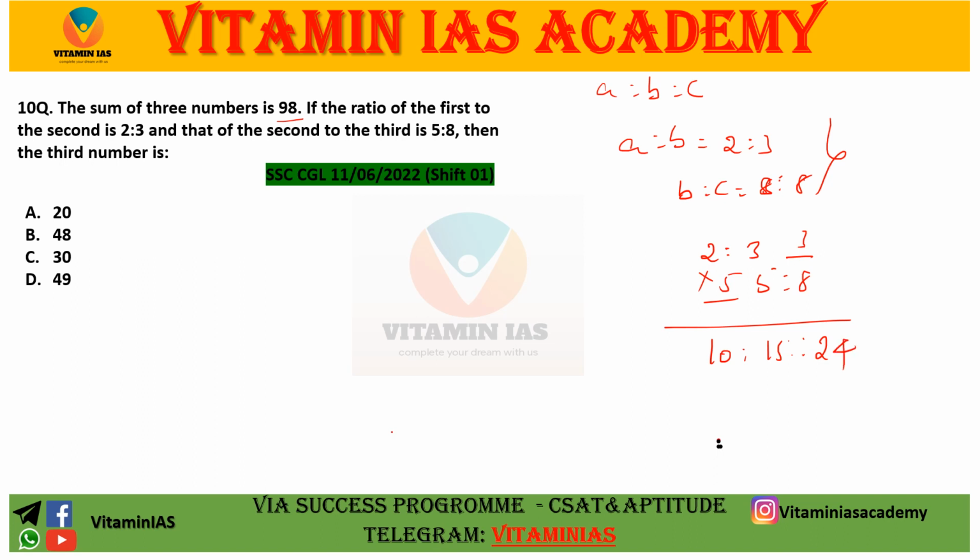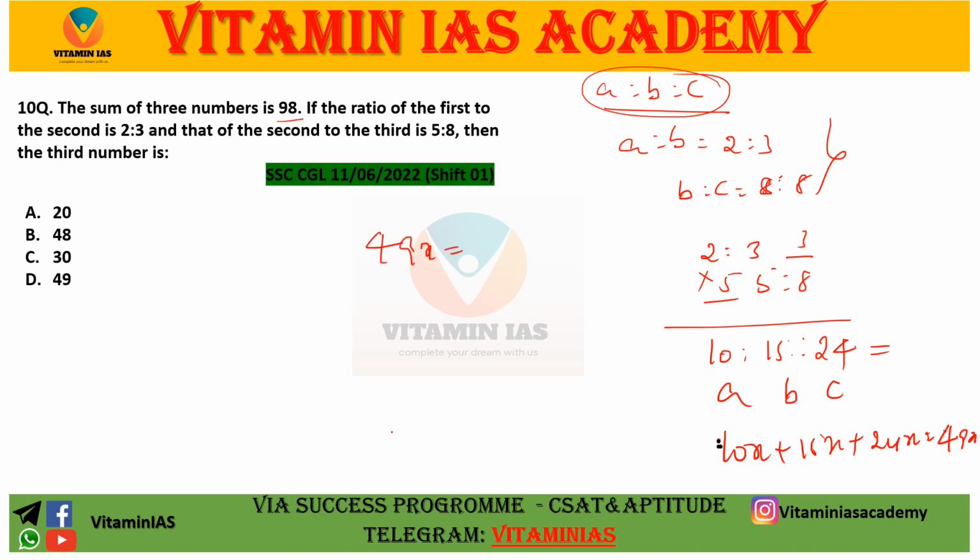So what is the total value of this? Because he is saying the sum of three numbers, here we take the three numbers as A is to B is to C. The sum of the three numbers is 10 plus 15 is 25, plus 24 is 49. So 10x plus 15x plus 24x is equal to 49x. This 49x is equal to 98. So x is equal to 98 by 49, nothing but 2.